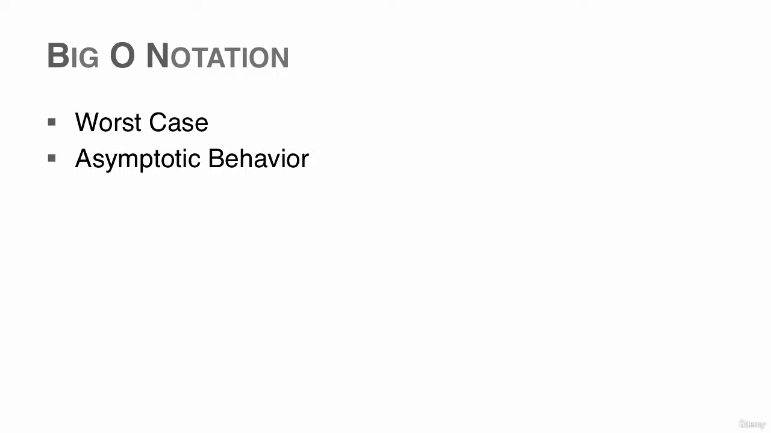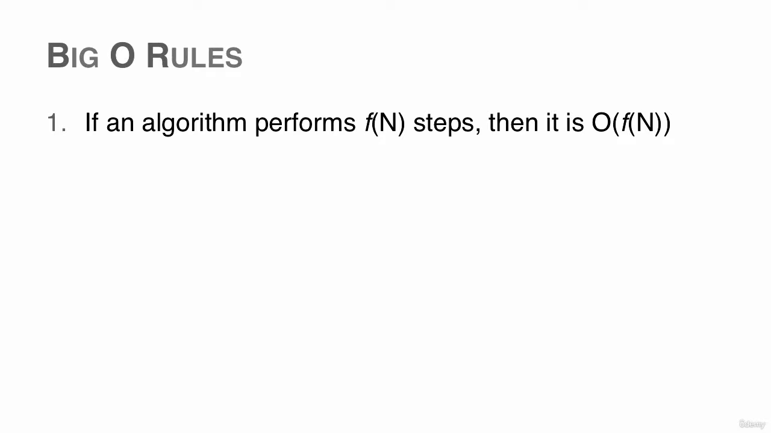So how do you figure out an algorithm's big O notation? You can do that by following 5 rules. First, if an algorithm performs f of n steps for some mathematical function f, then the algorithm has order f of n performance. It's written like this, big O, paren, the function, close paren. It's usually pronounced order f of n.